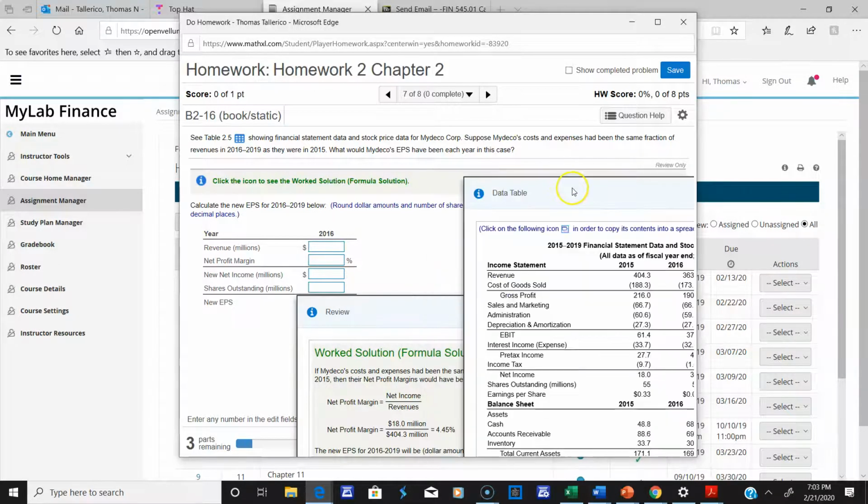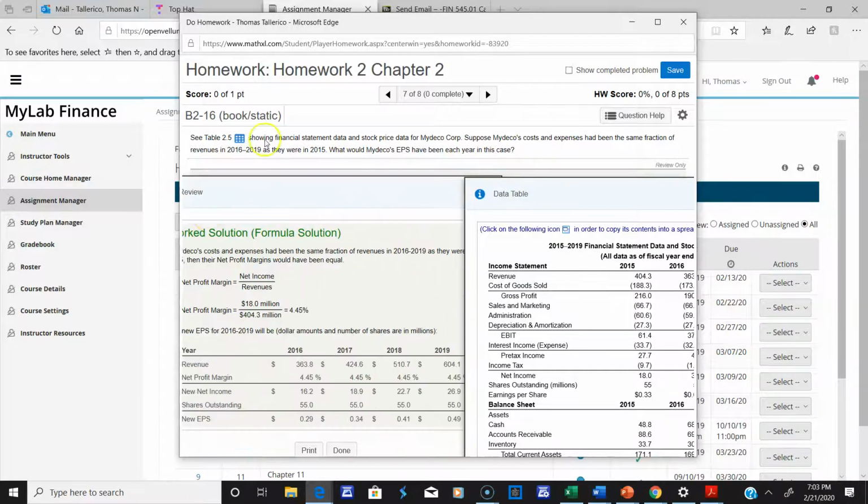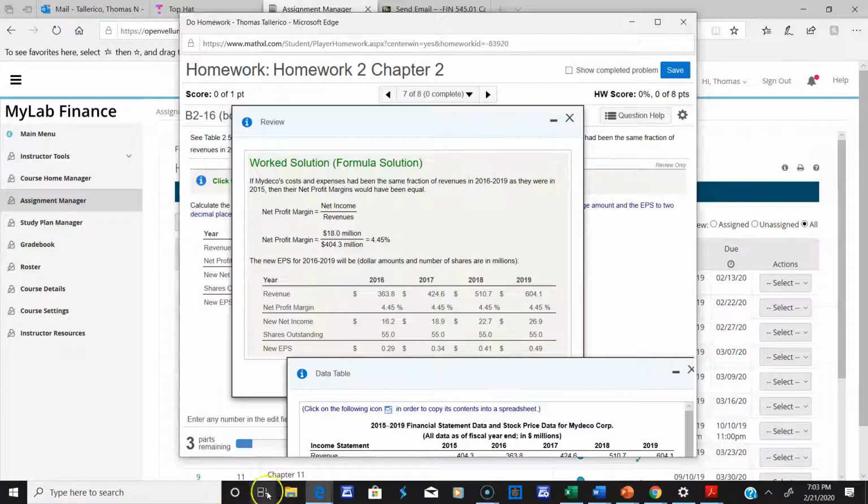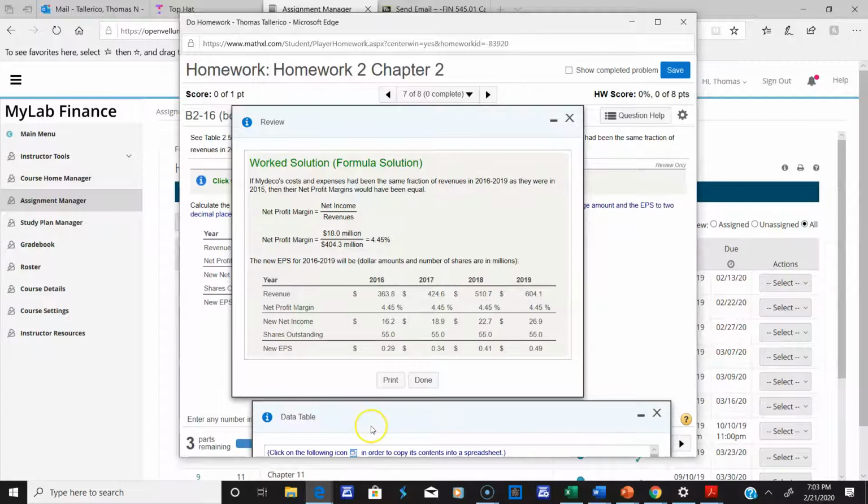All right, so here's the equation. Let me just show you. It is real simple. Let me just get this out of the way for everybody. It's a simple division. You need the net profit margin, which we talked about, right? Which is the net income over revenues.